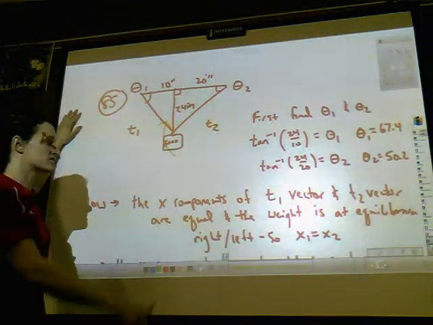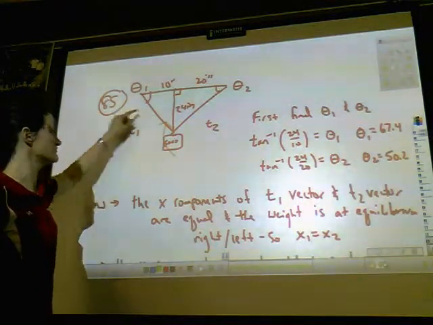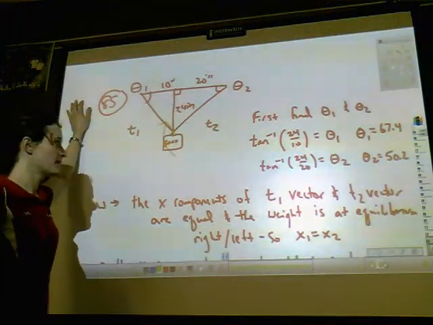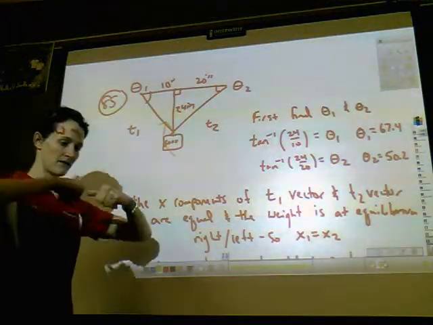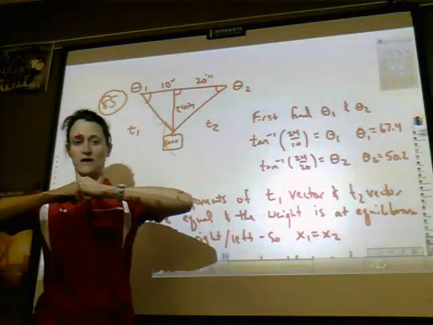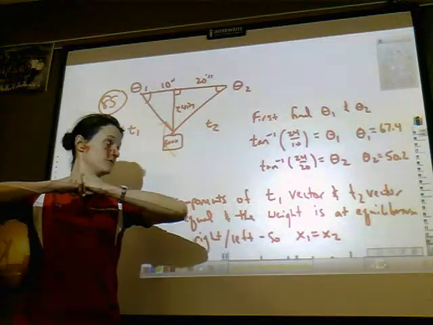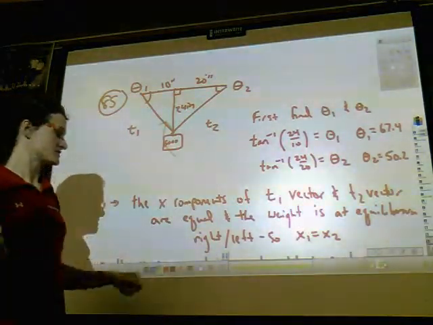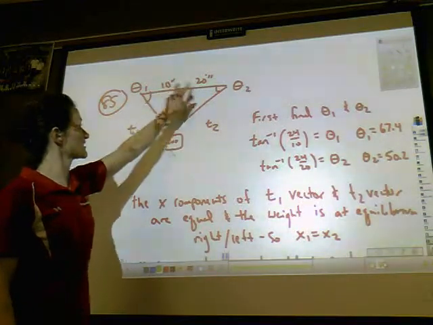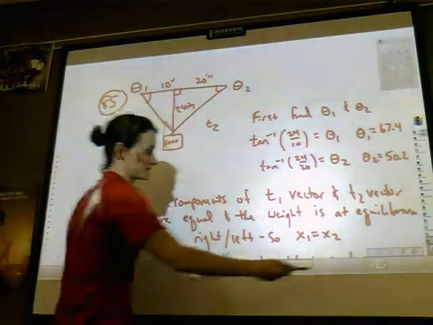Okay, so now the x components of the T1 vector and the T2 vector, the x components of those have to be equal because the weight's at equilibrium. Force this way is pushing at the same rate as the force this way. So those two are equal. So I just said, let's make this x and this x, so x1 and x2, those are equal to one another.